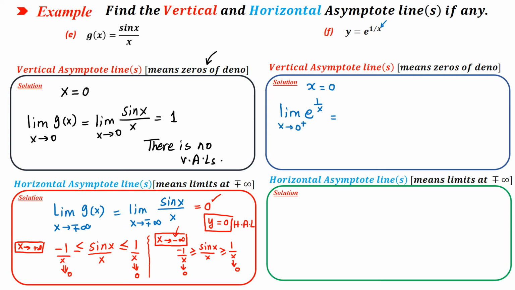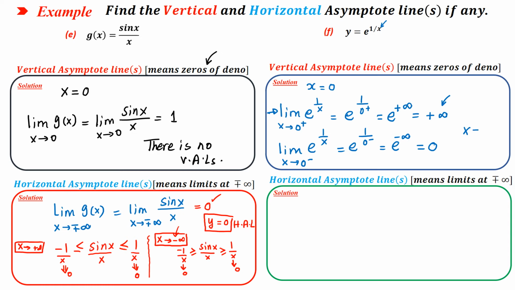From the right first, it equals e to the power 1 over 0 from the right. And 1 over 0 in general equals positive or negative infinity, but since we have 1 over 0 from the right, it will be e to the power positive infinity, and this is equal to positive infinity. Now if you compute the limit of e to the 1 over x when x goes to 0 from the left, you will get e to the power 1 over 0 from the left, which is e to the power negative infinity, and that equals 0. No problem: since x goes to 0 from the right, the answer is positive infinity, so we have x equals 0 as the vertical asymptote line.